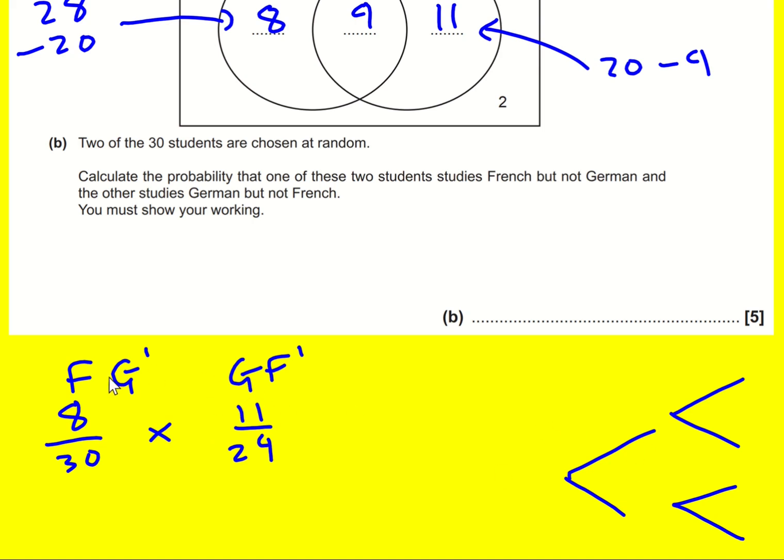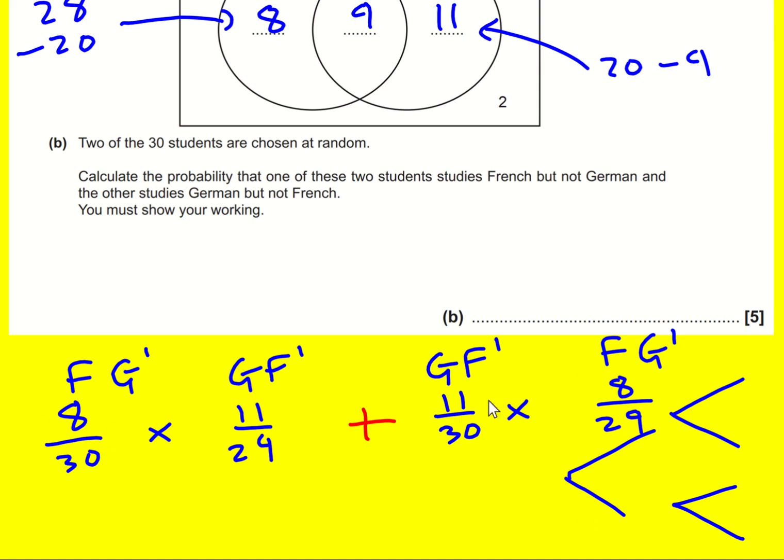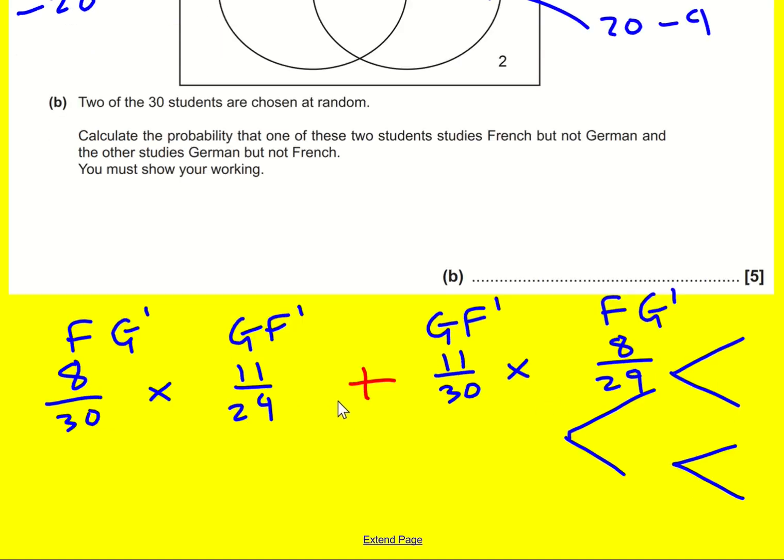So that's going to be one way. If I pick this person first and then this person, this would be the probability. And now I need to add on if I did it the other way around. If the first person was German but not French, it would actually be 11 out of 30. And then the second person, French but not German, it would still be 8 people, but now this one will be out of 29. And actually, these probabilities are the same. I've just swapped the numbers around, but essentially it's the same answer.